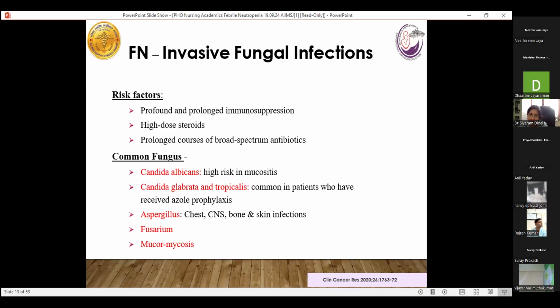The most common fungi involved are Candida albicans, which is mainly found when the child has mucositis, Candida glabrata, and tropicalis in patients who have received azole prophylaxis. Then Aspergillus in chest, CNS, bone, and skin infections, and Fusarium and mucormycosis are also found.